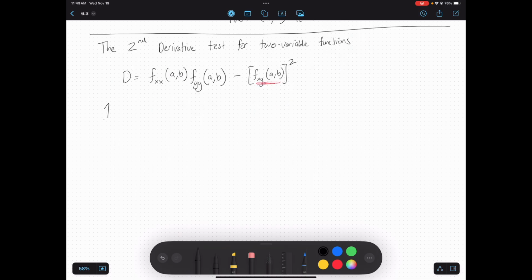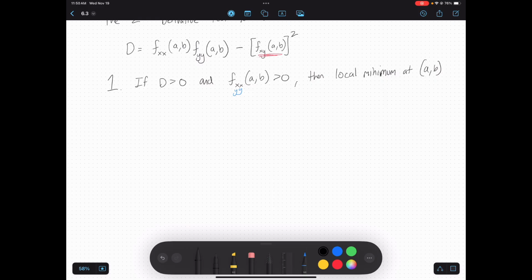So my four possibilities are, 1, if your determinant, this value that you just calculated, is greater than 0, and your double partial in terms of x is greater than 0. Well, what does that mean? Well, if your second derivative is greater than 0, that means your function is concave up. Therefore, we're looking at a local minimum at this coordinate point (a, b). Now, I specifically used the double derivative in terms of x, but it turns out this also works if you do the double derivative in terms of y. So the same thing is true if you switch to the double derivative in terms of y.